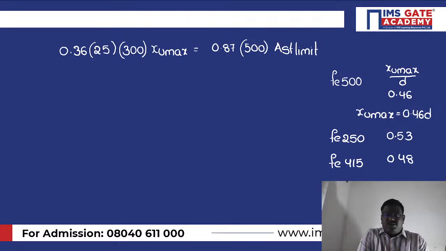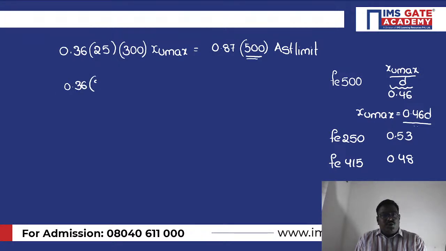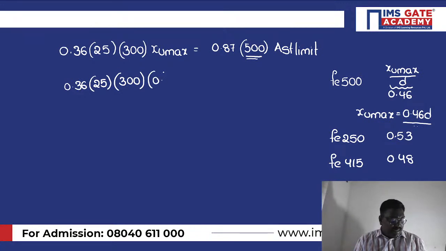So here, based on the different grades of steel, the Xu max by d value changes. But here the grade is Fe 500. Hence, we can take the value as 0.46. So, if I substitute this value, my dear students, what is the value of Xu max here? It is nothing but 0.46 D.